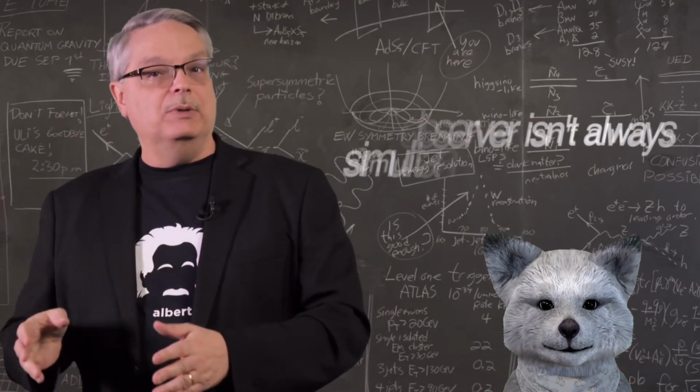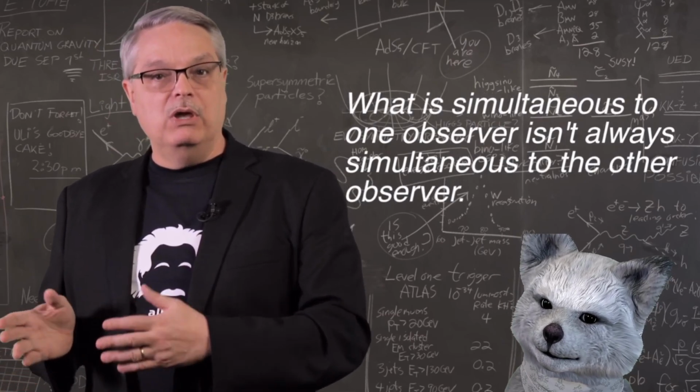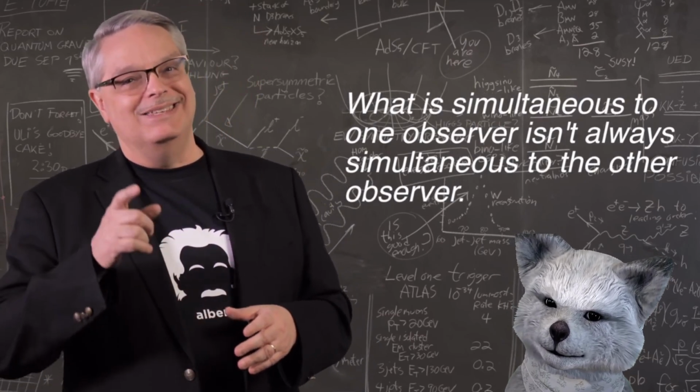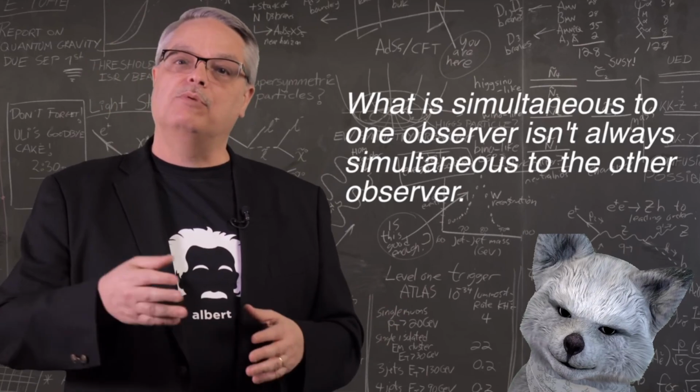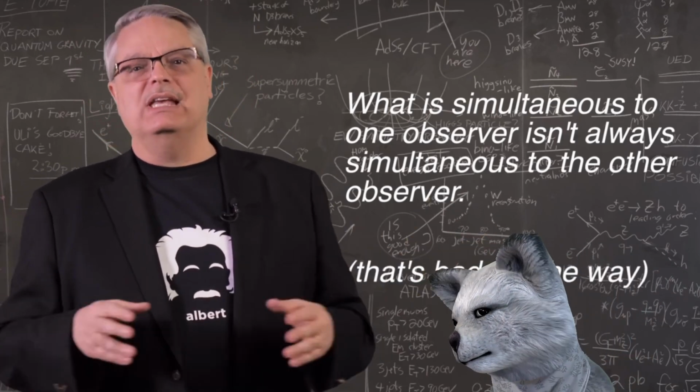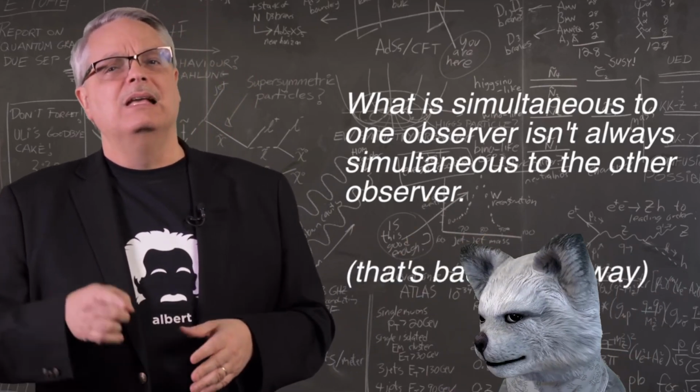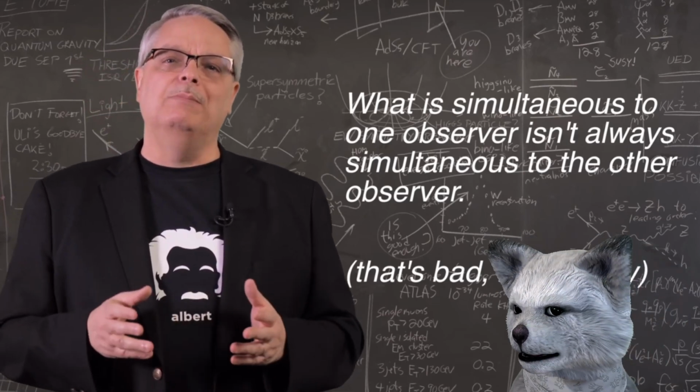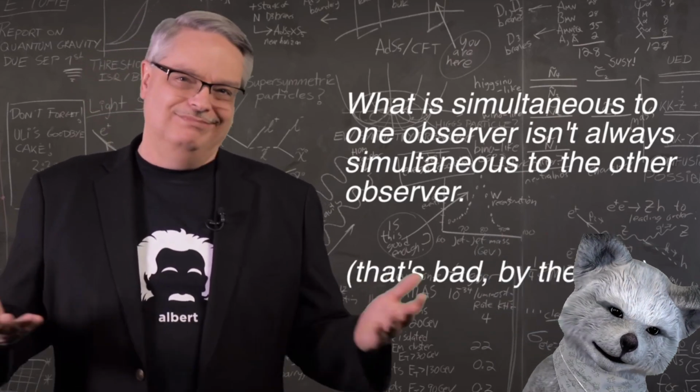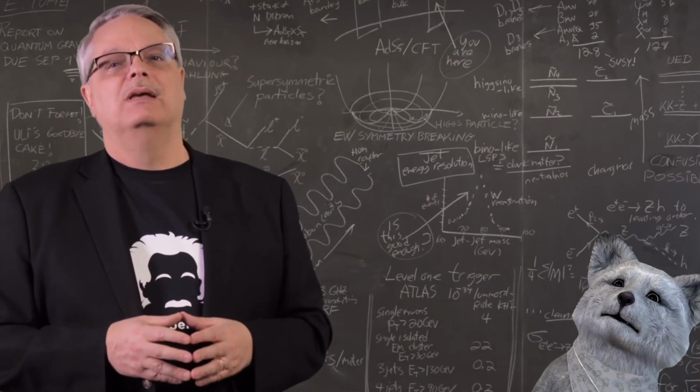Two events that are simultaneous to the unprimed observer, the one who doesn't see the stick move, are not simultaneous to the primed observer. That just sounds weird, but it's true. It's also a big reason why people dallying with special relativity make so many mistakes.